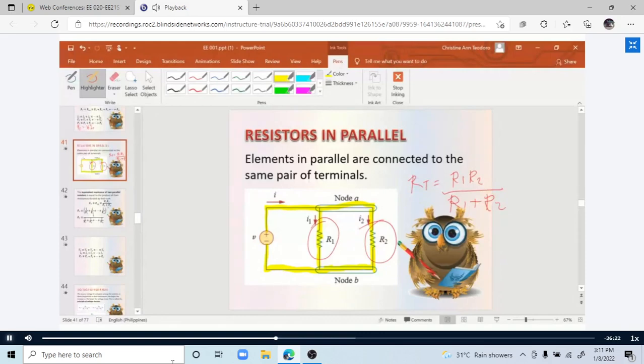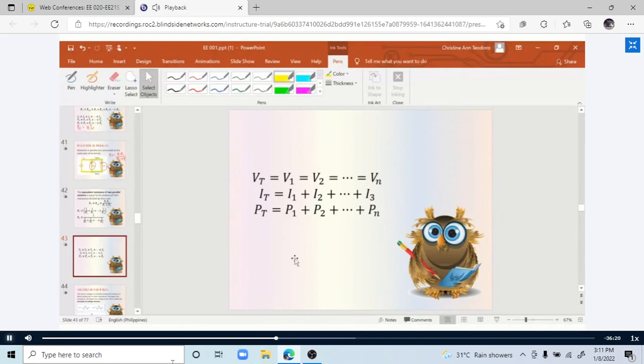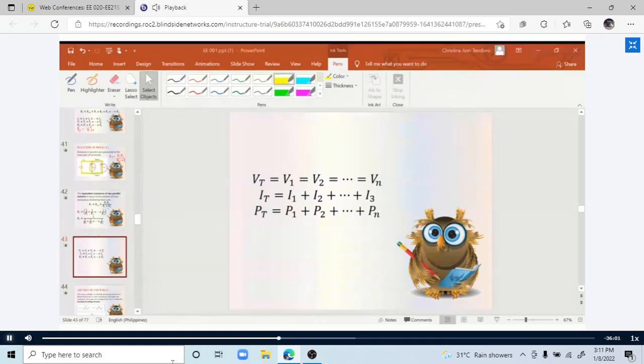Did you get it? That's why our current is now additive. It means that the current dissipated in R1 plus the current dissipated in R2 and the current dissipated on all the resistors in parallel, when you add them all, that is the total current. Okay? Did you get the idea?